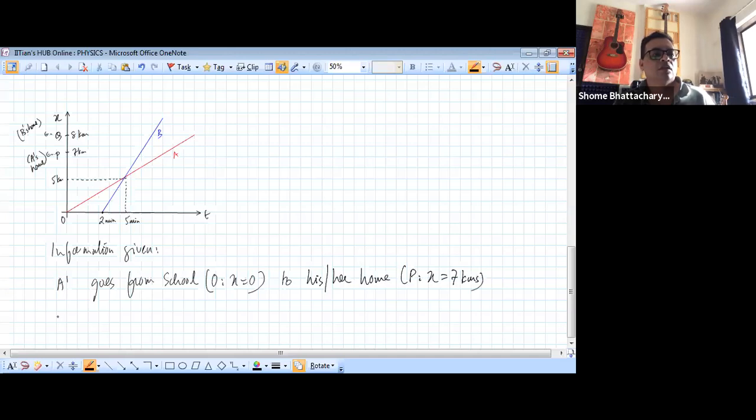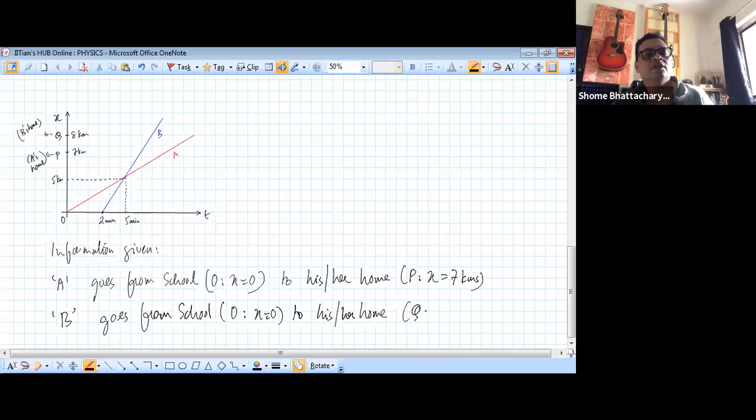Okay. And B similarly goes from school, not from somewhere else, which is again the origin only. So x equal to 0 to his or her home, which is the point Q. So that x coordinate is how much? 8 kilometers. Okay. So is this clear? Oh, okay. I have understood wrong. Okay, D is the option. So I'll check and tell you.